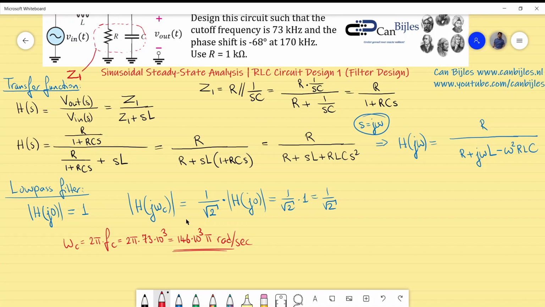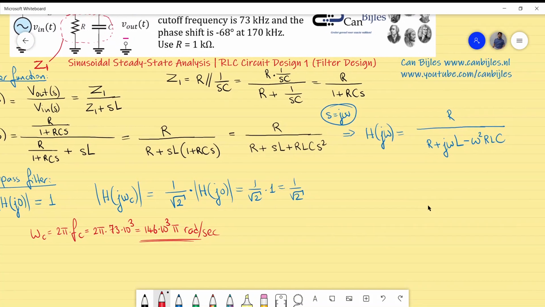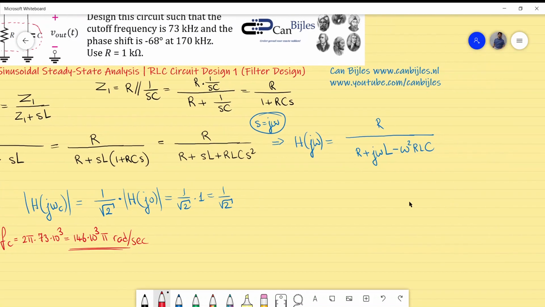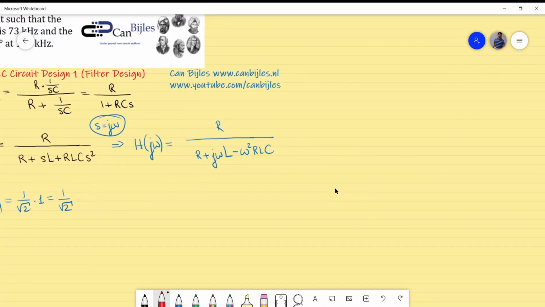Okay, let's move on to the next part. I will now set up the gain and the phase expressions using this expression for the transfer function. So let's move up all to the right.